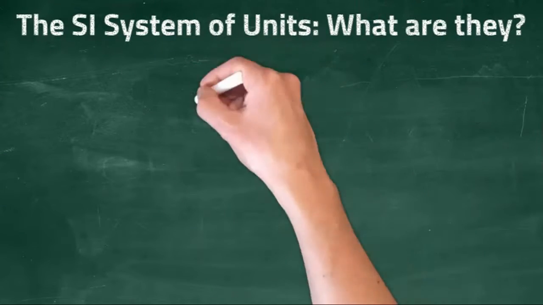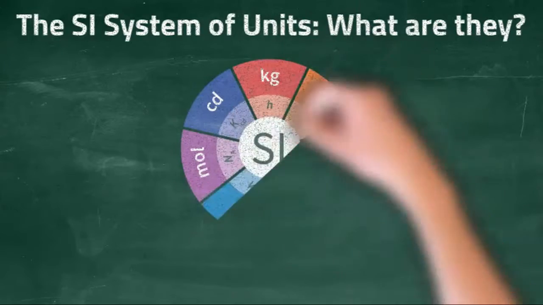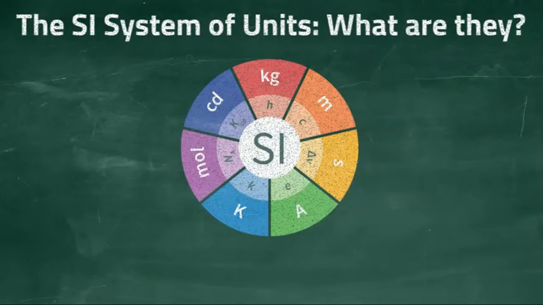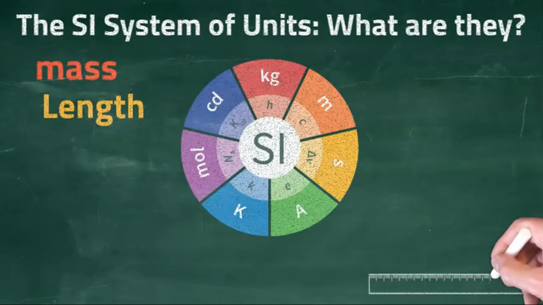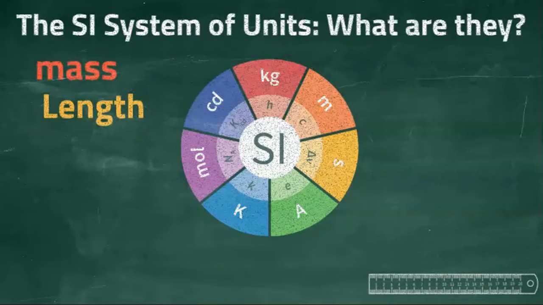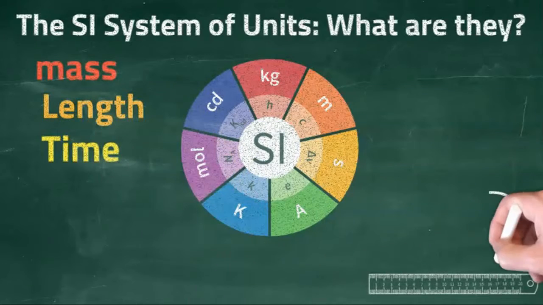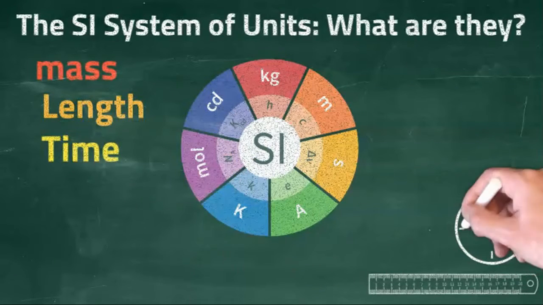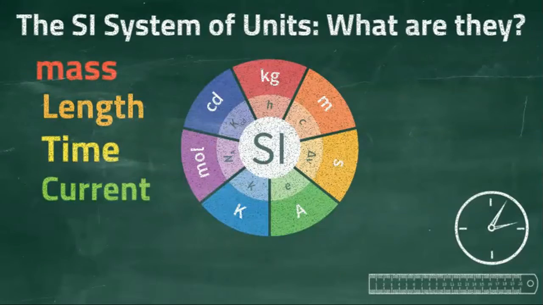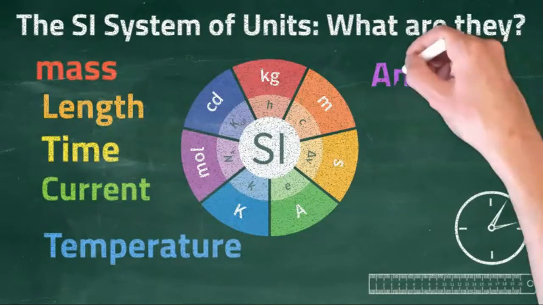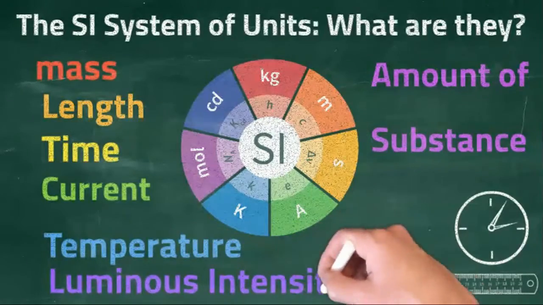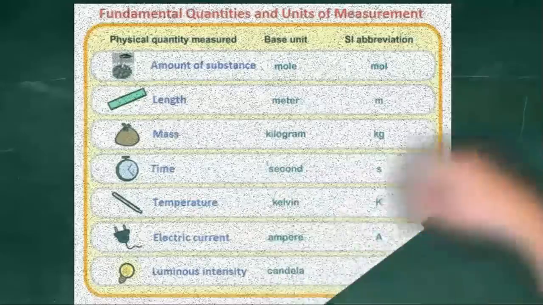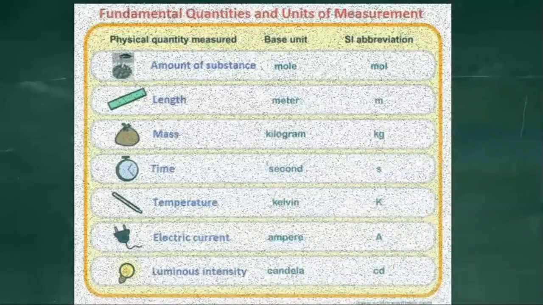So let's start by recapping what the SI system of units are. There are the 7 fundamental units. Mass is in kilograms, length is meters. Time, the SI unit, is the second. Then there is current with the SI unit of the amp. Temperature's SI unit is the Kelvin, and the amount of substance is the mole. Luminous intensity is candela. So there are the 7 fundamental quantities that we measure with their SI units.